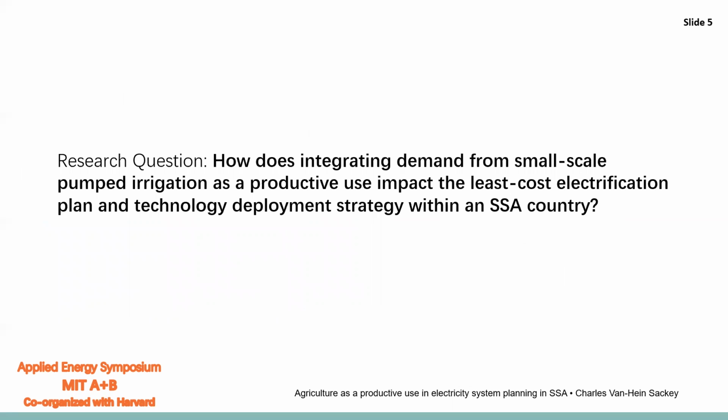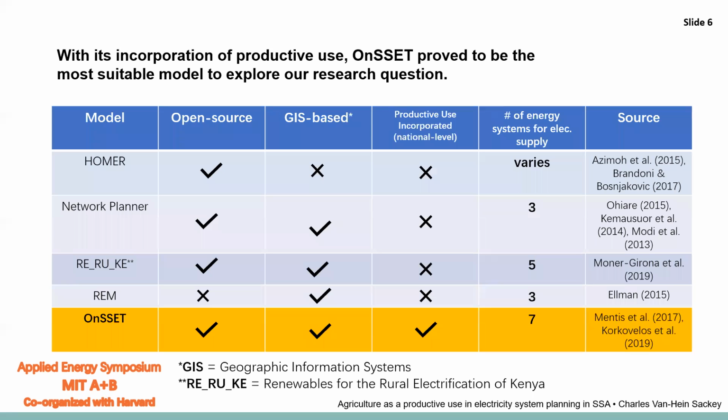So this leads me to the main research question we investigated, which is: how does integrating demand from smallholder pumped irrigation as a productive use impact the least cost electrification plan within a sub-Saharan African country? And to explore my research question, I needed an electrification model that is open source, uses geographic information systems data, incorporates productive use, and has an array of technologies for electricity supply. With this accommodation for productive use, OnSSET proved to be the most suitable model to explore my research question, and the OnSSET model is highlighted in yellow at the bottom of the table.